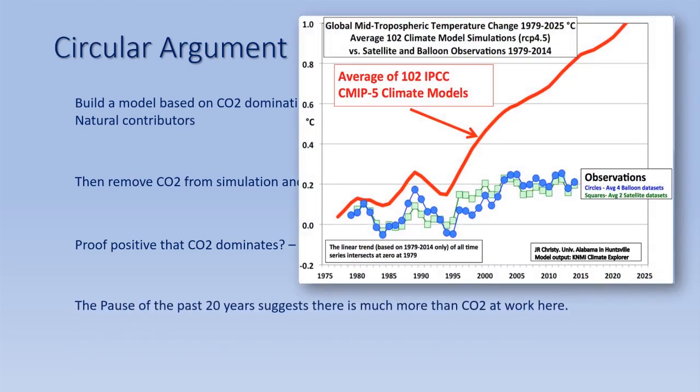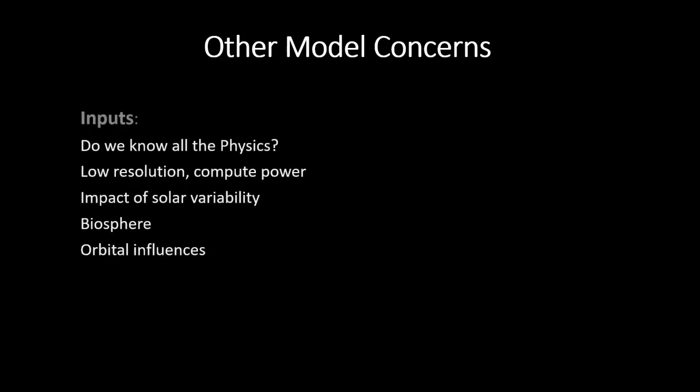In this diagram, we can see that the pause of the last 20 years suggests that there's much more at work here than just CO2. So let's have a look at other model concerns. In this list, we have a list of inputs, such as, do we know all the physics? The answer is no. We saw the effects of the low resolution and the lack of complete compute power required for this complex system. The impact of solar variability and biosphere and orbital influences have not been included.